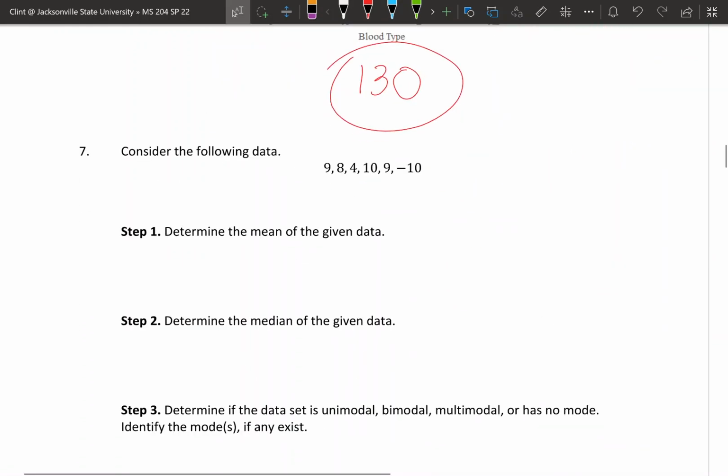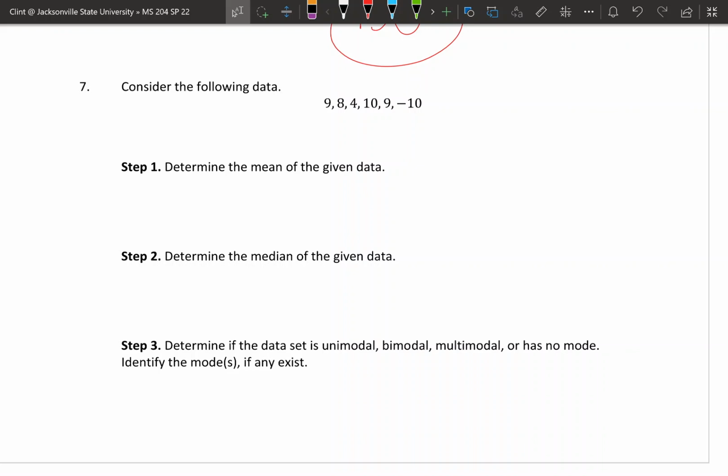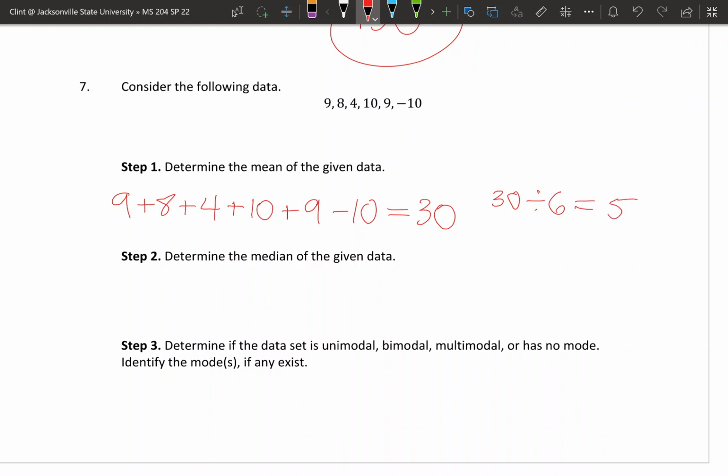And number 7, we want mean, median, and mode. So for the mean, it's been a while since we've done one. We add up all the data, and divide by how many data values we had. If we add up all those, we get 30. And let's see, we had 6 of them, so we get 5. If we're using our rounding rule, we would call it 5.0.